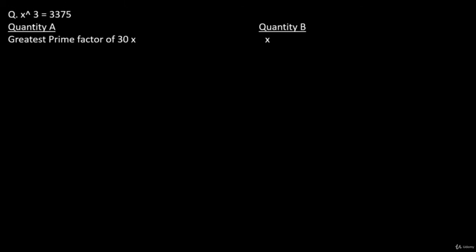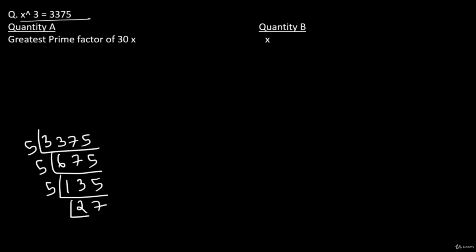Now let's start with simplifying this expression over here, that is 3375 by prime factorization. Alright, so let's do that over here. Now I take out 5, I get 675. Again I take out 5, I get 135 over here. Again I take out 5, I get 27. I take out 3, I get 9. Again I take out 3 and I get 3 over here. So 3375 is equal to 5 cube into 3 cube, right?